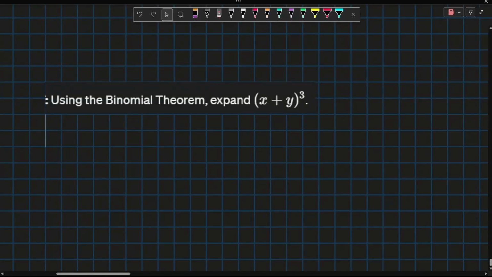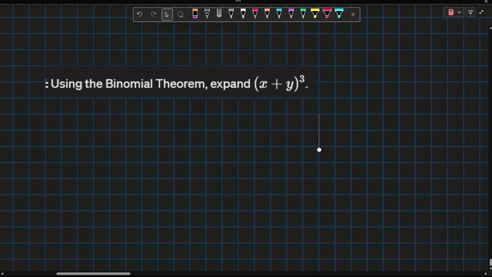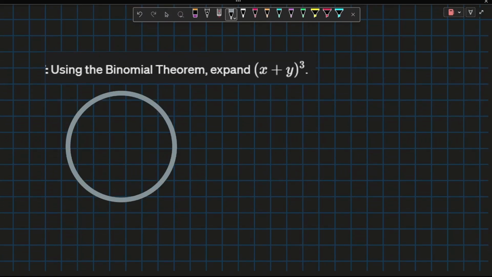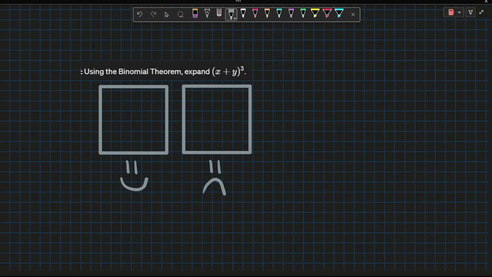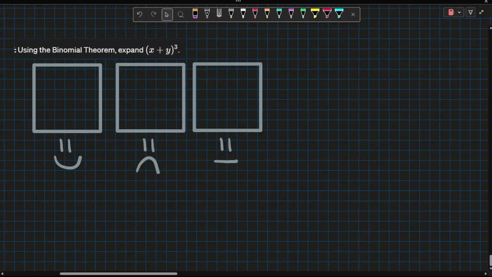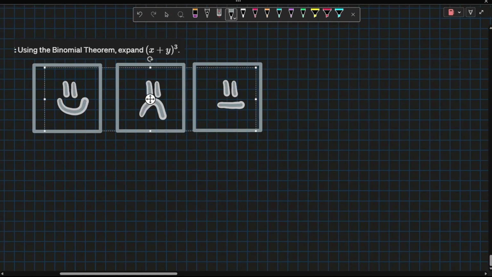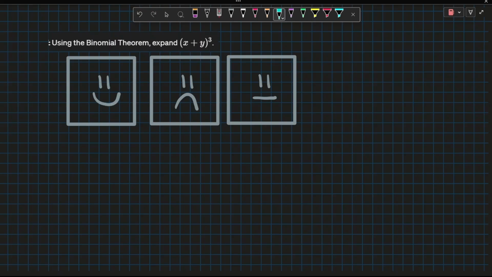So using the binomial theorem, we need to expand the following statement. Before we do that, let's show a more intuitive way of it. Let's say you have three boxes, each containing either a smiley face or a sad face, an infinite amount of these. Now let's say you want to choose at random three items from any of these three boxes. You know how to do that.